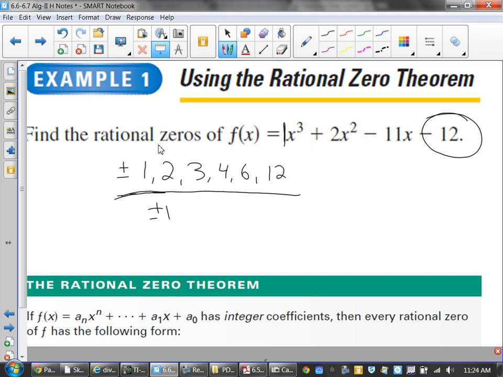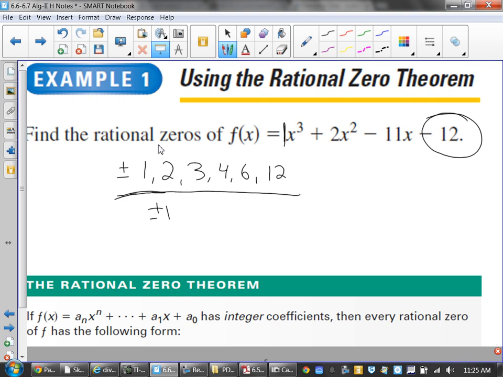So what this is basically telling you is that of all the zeros to try to factor this with, you have 1, 2, 3, 4, 6, 12. Because you double it because you have plus or minus, there are 12 possible zeros. All you do then is you go through them one at a time to find them.